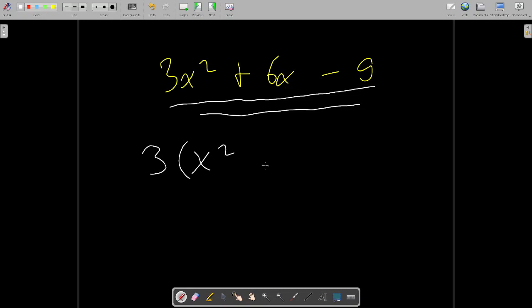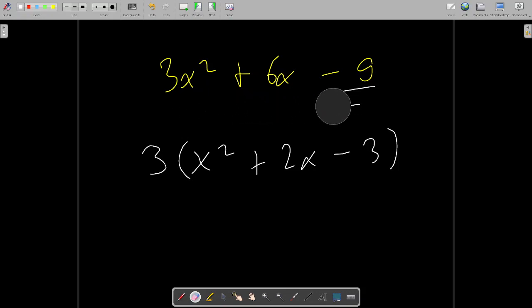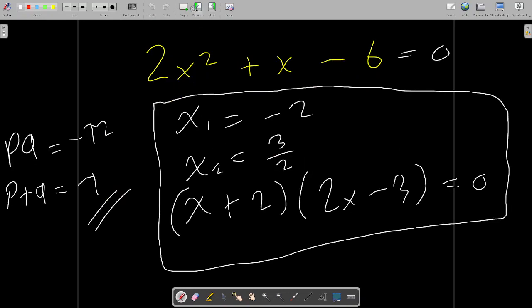6x divided by 3, that's just going to be 2x. Minus 9 divided by 3, that's just going to be negative 3. Alright? So this is what we're left with if we factor 3 out of the equation. Now we have a equals 1, leaving us with x squared. So now we can just simplify it the same way we did with the first one.